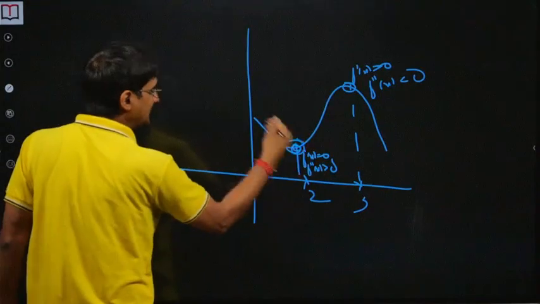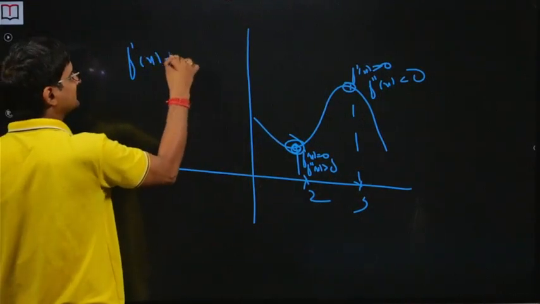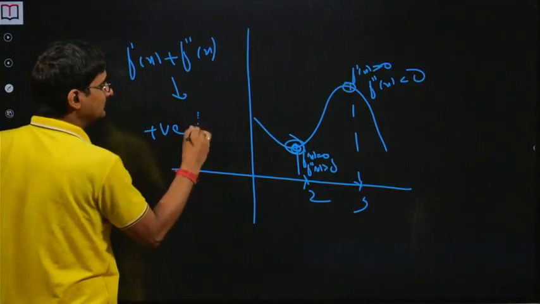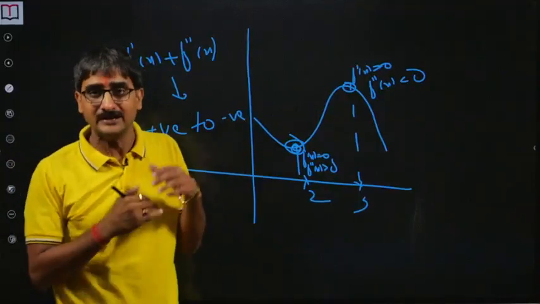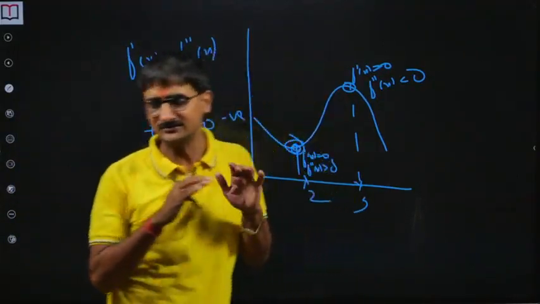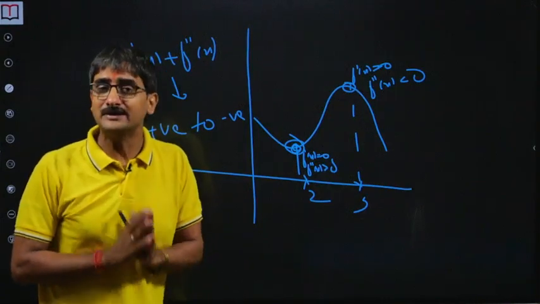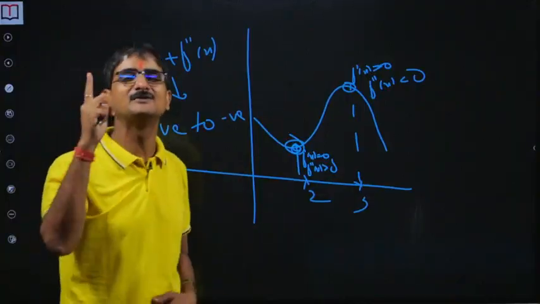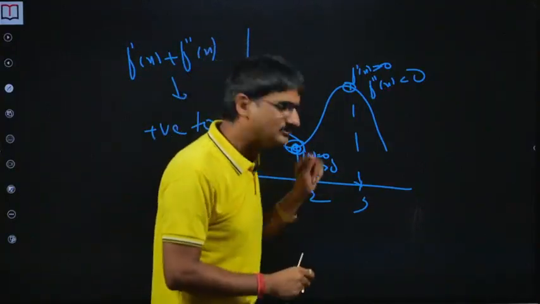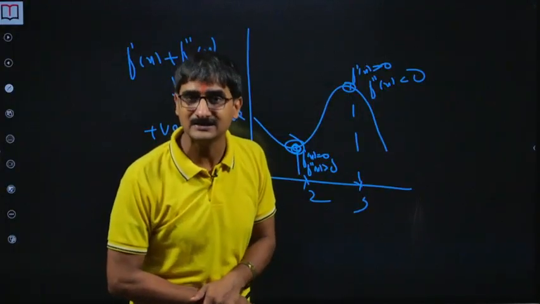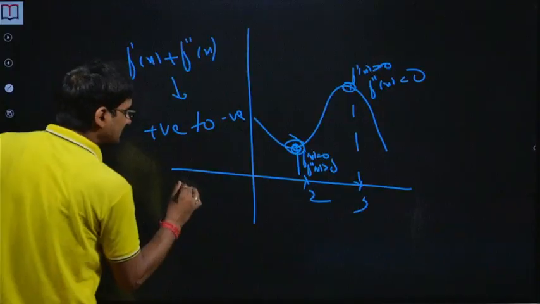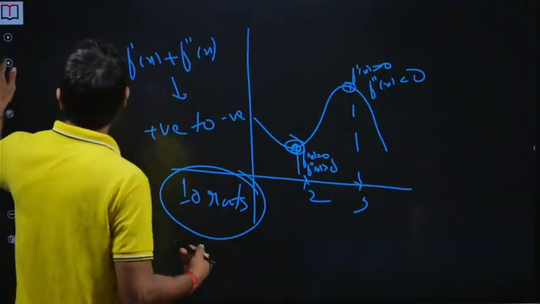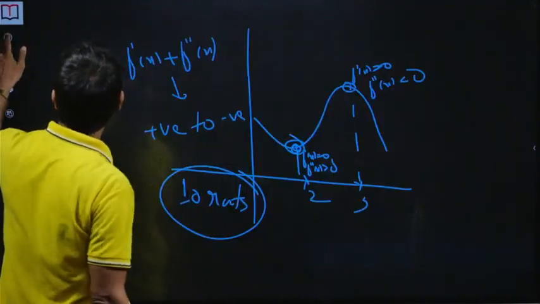So the sum, f dash x plus f double dash x, goes from positive to negative. And again, second differentiation is there, so this function has to be continuous, and for continuity from positive to negative it will also have one root between any two roots of f dash x. So it will again have 10 roots. So 10 and 10 means 20 roots minimum you will have for this function equal to 0.